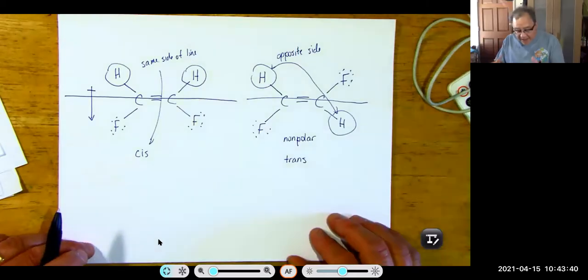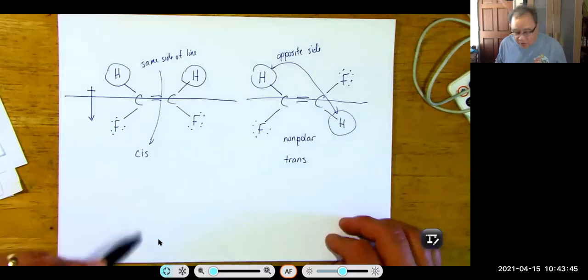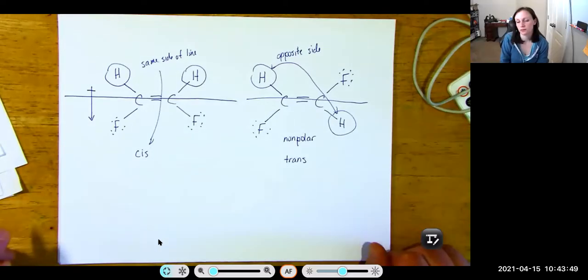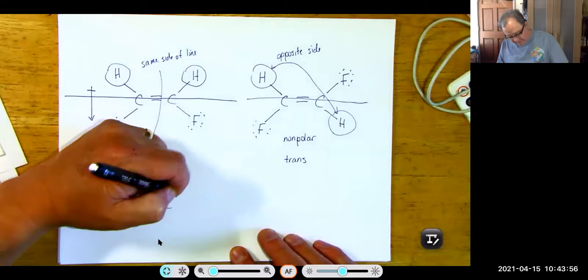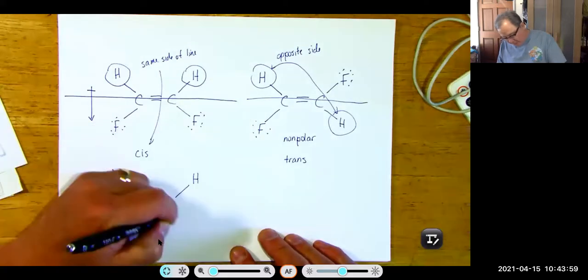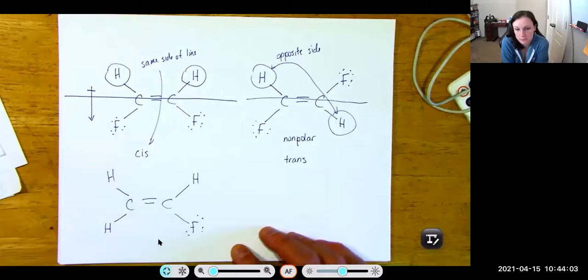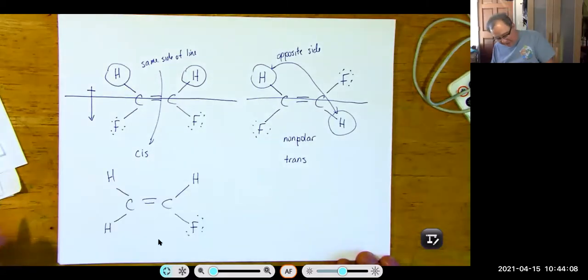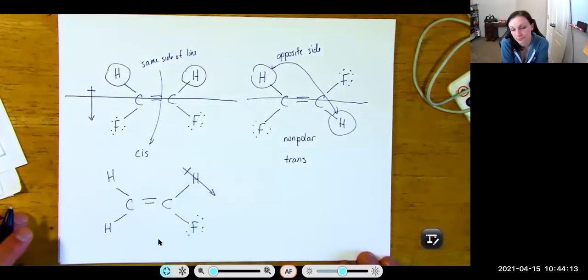So yeah, that will affect polarity. Cis is more likely to be polar than trans, but it's not always. Not always, no. Now, what if you have something like this? Is this polar? Yeah, definitely. Okay, this one's polar.